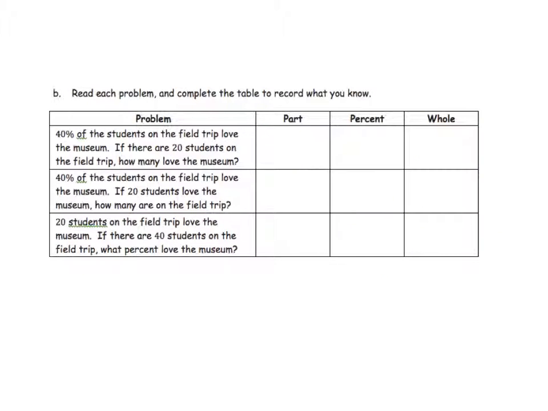So now let's take it one step further and read the problem, and you're going to figure out the part, the percent, and the whole. If you don't know what something is, that's going to be your variable. So for example, 40%, so that one is easy. 40% of the students on the field trip love the museum. If there are 20 students on the field trip, how many love the museum? So their total is 20 students. So that's my whole, and I'm looking for the part. All right, pause and see if you can do the remaining two.